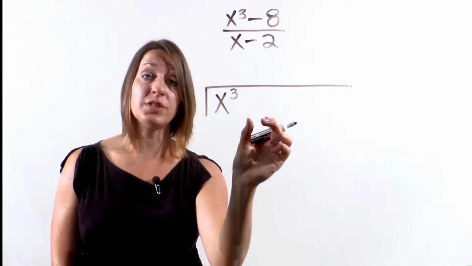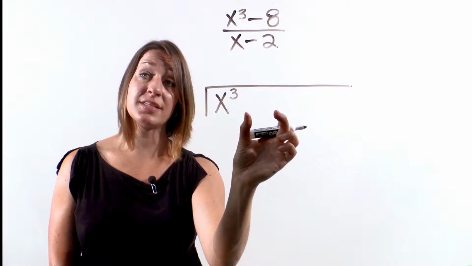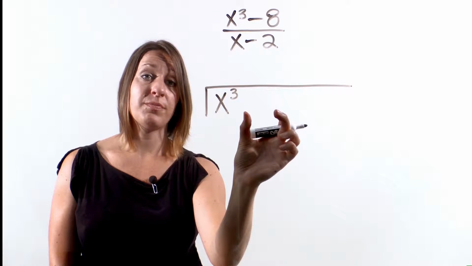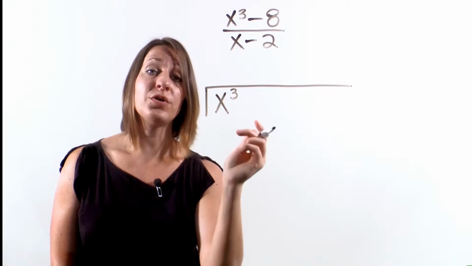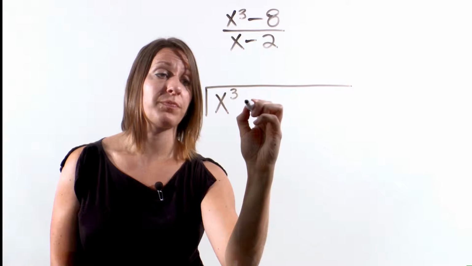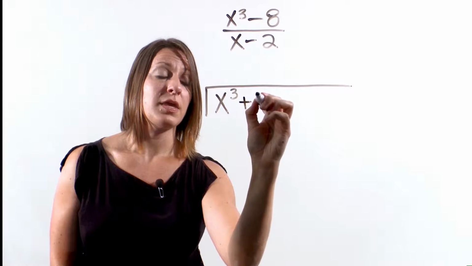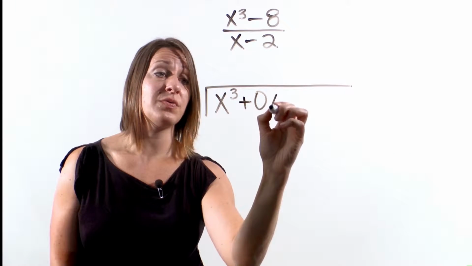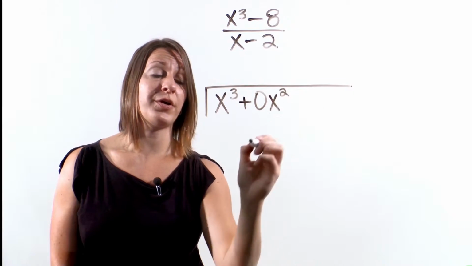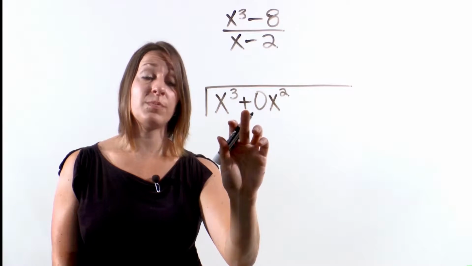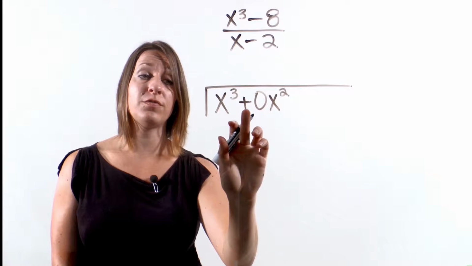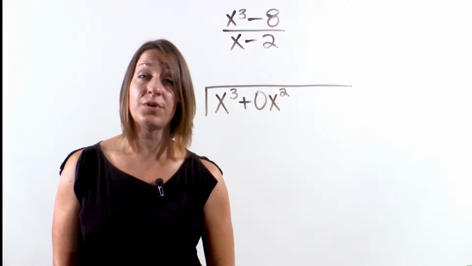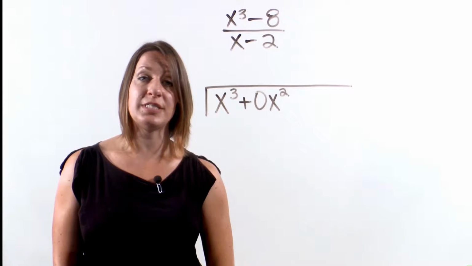If this were in true descending order, we would have an x squared term. But because we don't, we are going to put what's called a placeholder, which is going to be 0x squared. I went ahead and put a plus 0, but it doesn't matter if you have a plus 0 or a minus 0. I just think plus signs are a little easier.